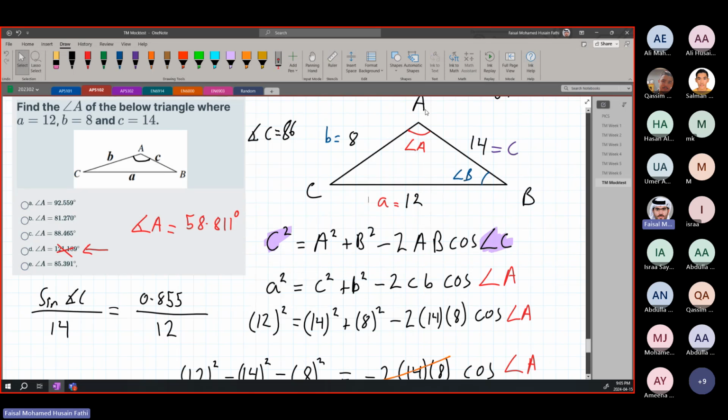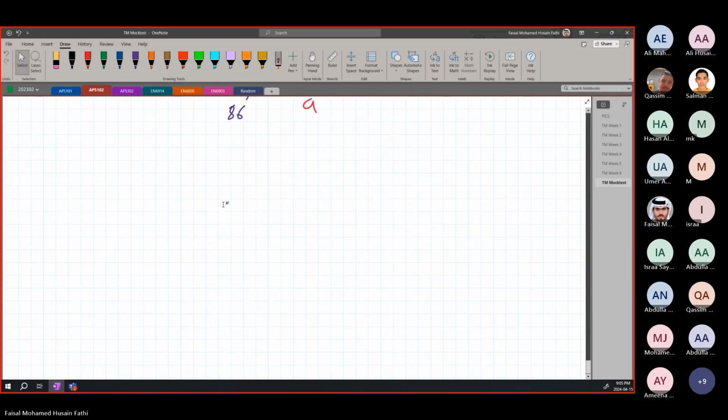So in this case, because we're looking at angle A, we're going to use A for the side, and then the angle A is going to be the cosine of. Moving on. And then moving on.